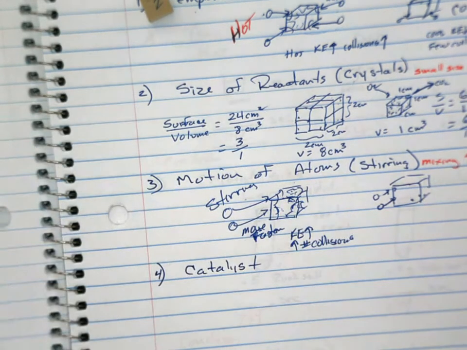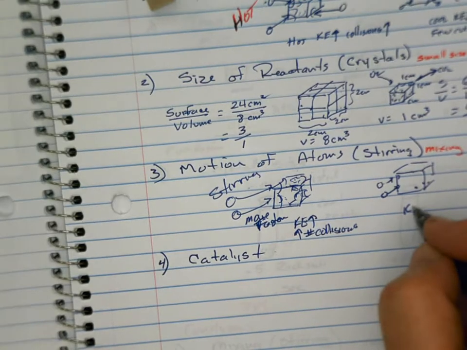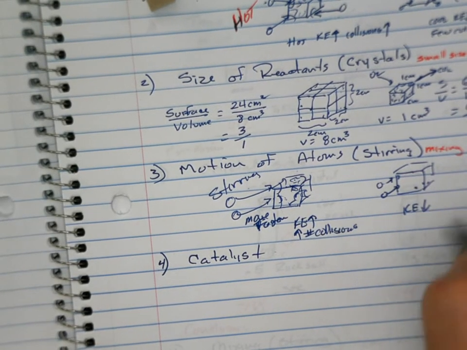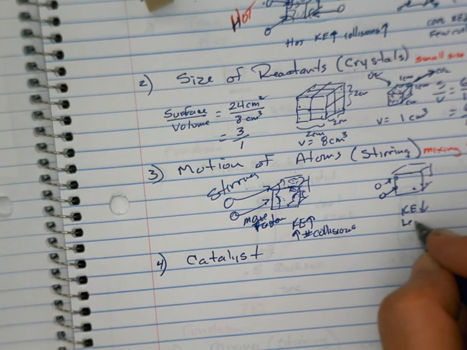Okay, so kinetic energy is low, which means there's less collisions.